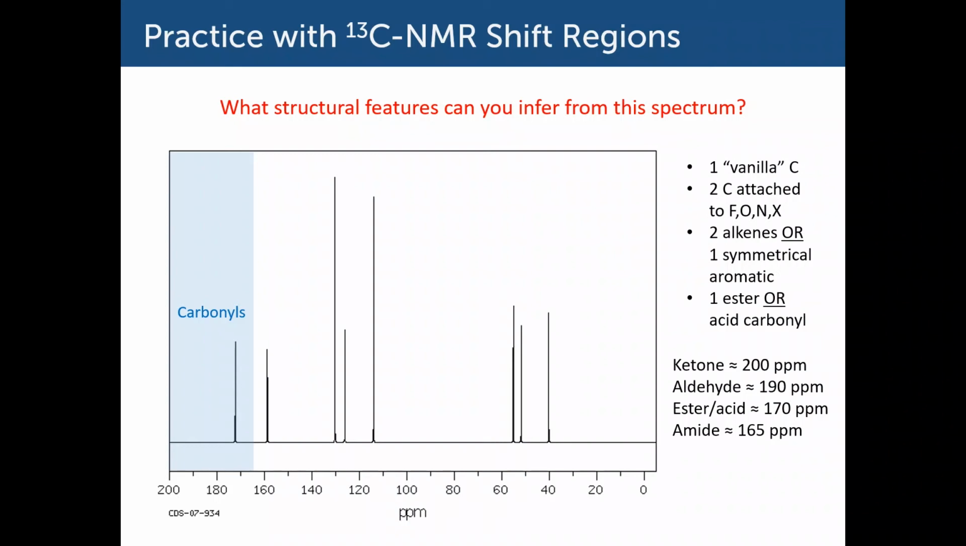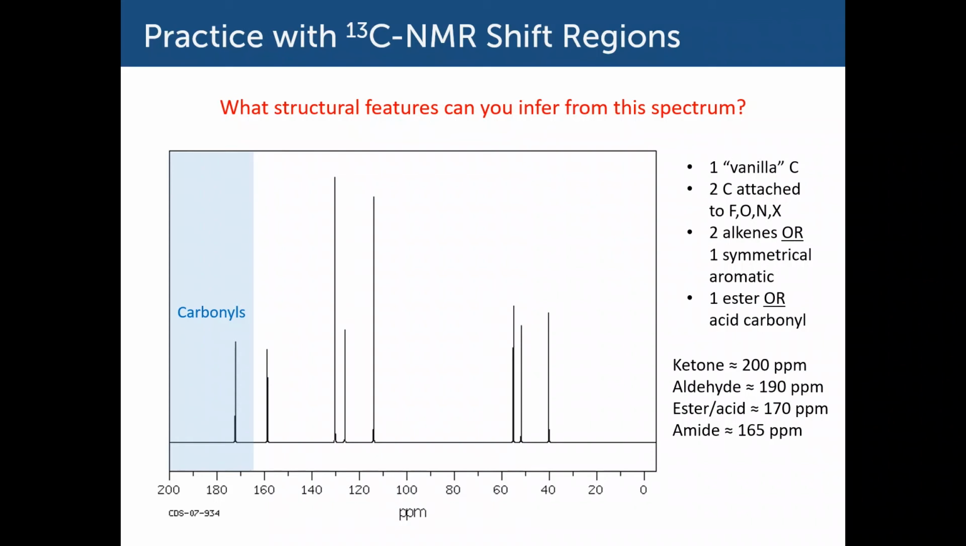We don't know yet. So to resolve these two possibilities, an ester or an acid versus an amide, we would need to know something about the molecular formula of the compound. In particular, we'd look to see whether there are any nitrogens present. If not, we cannot have an amide, and all I'm left with is an ester or an acid functional group.